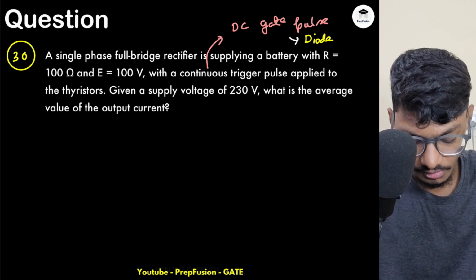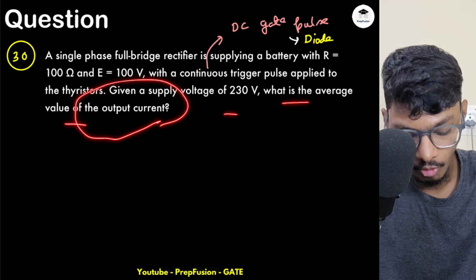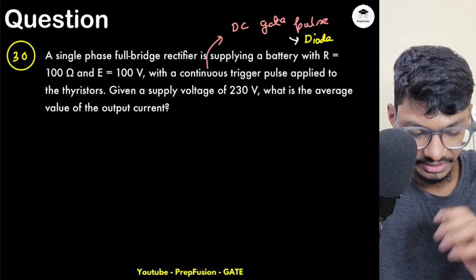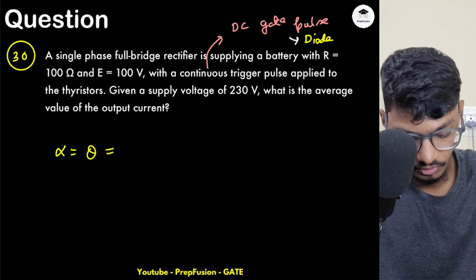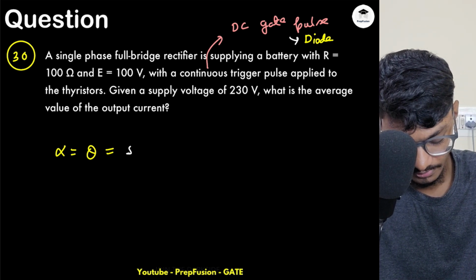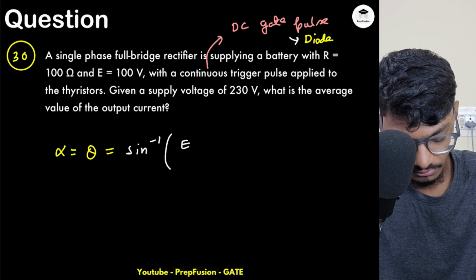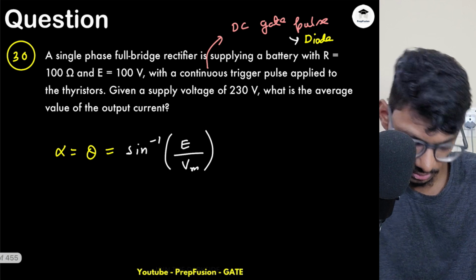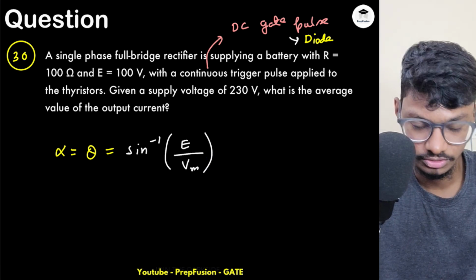Okay. So given a supply voltage of 230 volts, what is the average value of the output current? What is happening? We just have to compute our alpha, right? Alpha, which is theta, equals what? Sine inverse E by Vm. Okay, alpha equals theta equals sine inverse E by Vm.